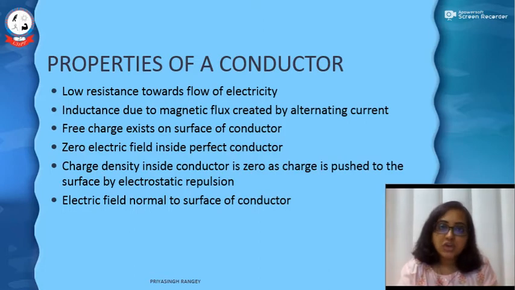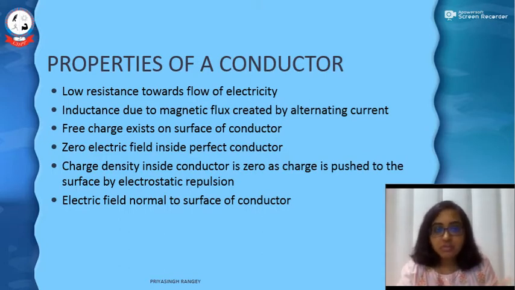Because of this free charge lying on the outer surface of the conductor, there is zero electric field present inside the conductor. A perfect conductor is not going to have any electric field inside it. Since the free charge is lying on the surface of the conductor, all the electric field is going to lie in the vicinity of the conductor or on its surface, but not within the conductor.